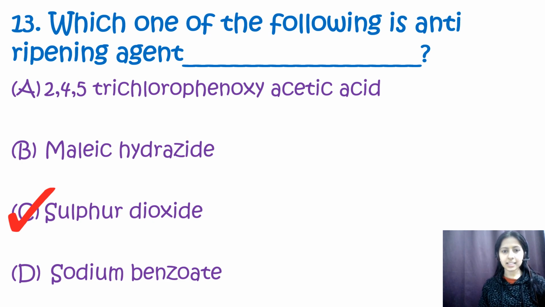So what exactly is this anti-ripening agent? Anti-ripening agents are substances which are used to delay the ripening of fruits or vegetables. So among the options, option C is correct, that is sulfur dioxide. Sulfur dioxide is a colorless gas that is used as a preservative in fruits and vegetables, even in dried fruits, beers, and wines. It works by inhibiting the growth of bacteria and fungi that can cause spoilage, or that can degrade the fruits if it is not used.